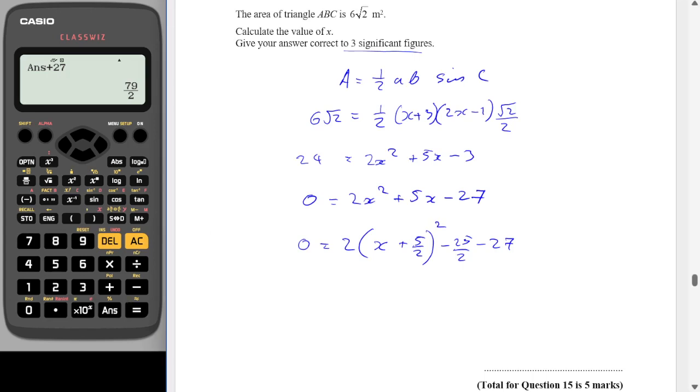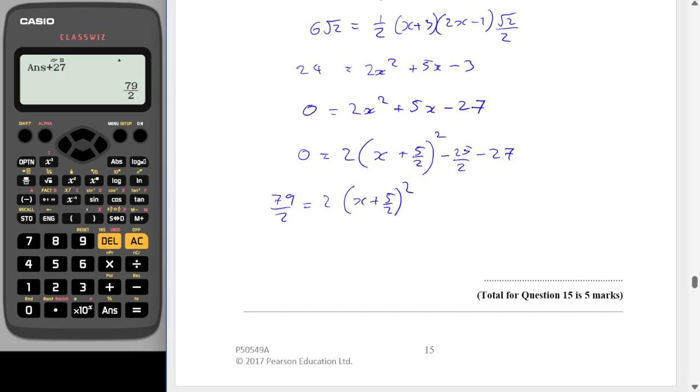so I'm going to take that over to the other side and say that 79 over 2 is going to be equal to 2 lots of x plus 5 over 2 squared. So divide by 2 on both sides, so 79 over 4 and then square root. So it's going to be minus 5 over 2 plus or minus the square root of 79 over 4. That's going to be minus 5 plus or minus root 79 over 2.